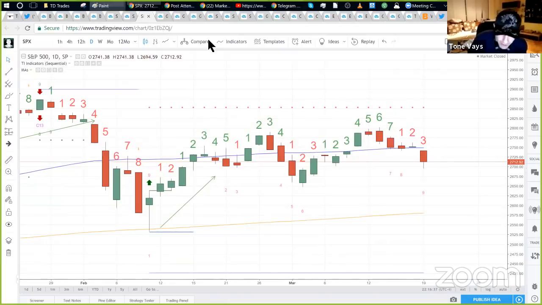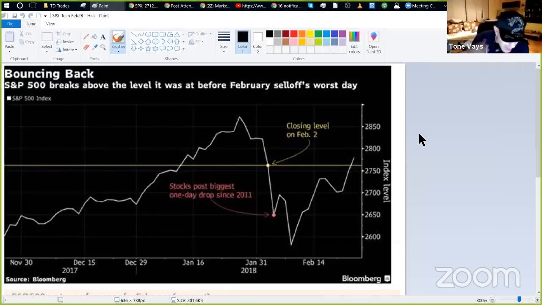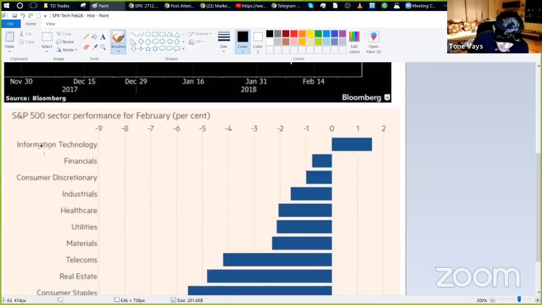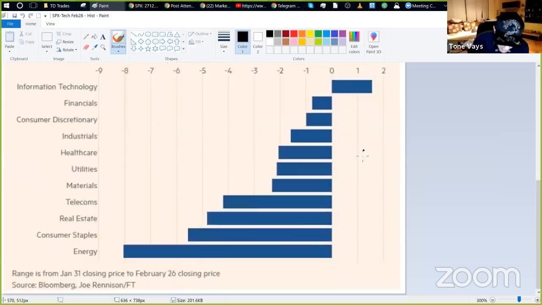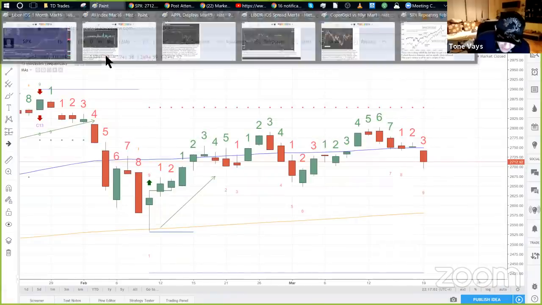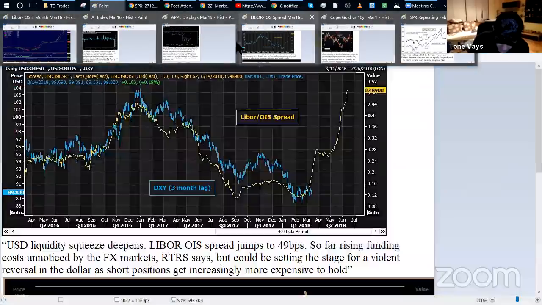Close that. Almost done with these. Let's see. What do we got? S&P 500 breaks above the level it was at before February sell-off. Good. I think we're back down below this level. And again, the technology sector is doing very well. The energy sector was taking a beating. So again, I was saving these things for the last several weeks. I forgot to talk about this. Damn it. We'll talk about it in a second.